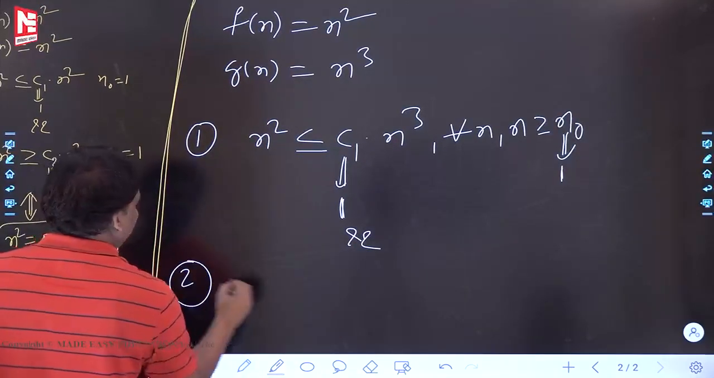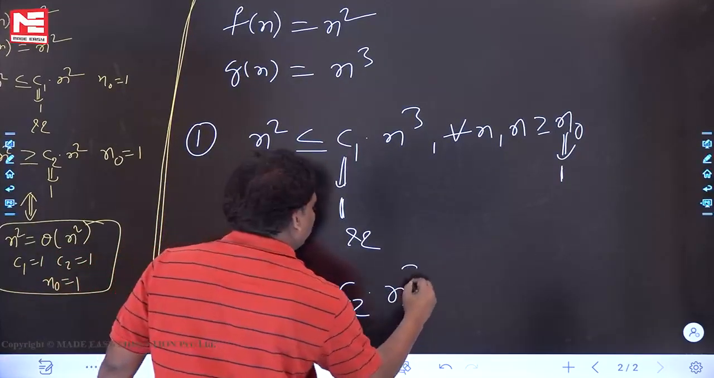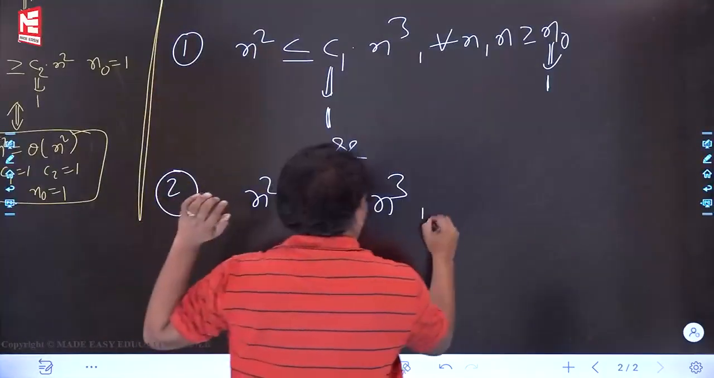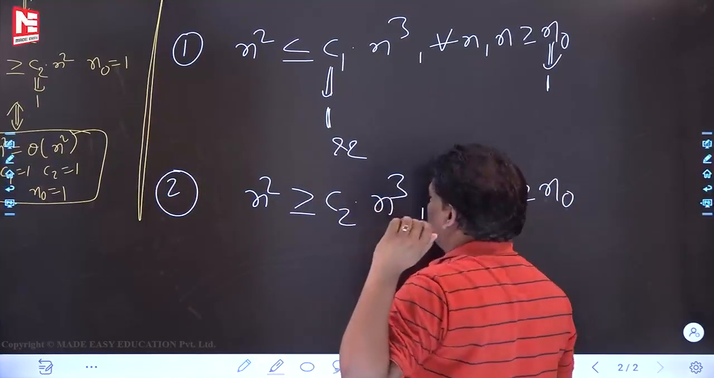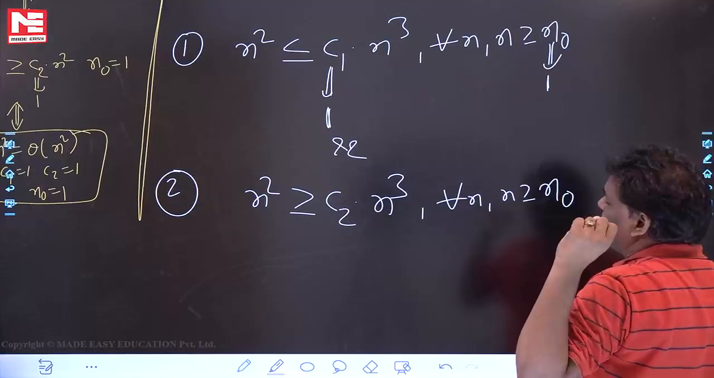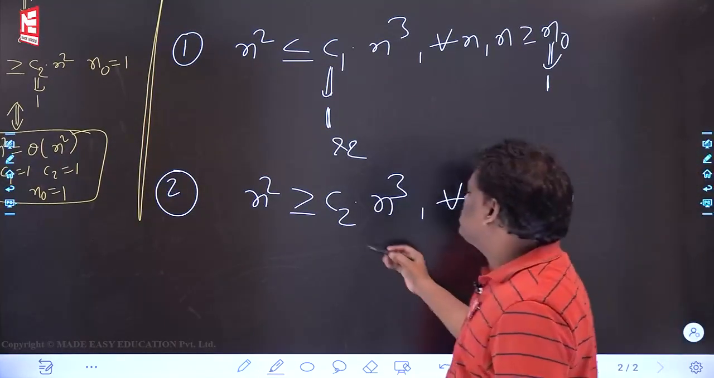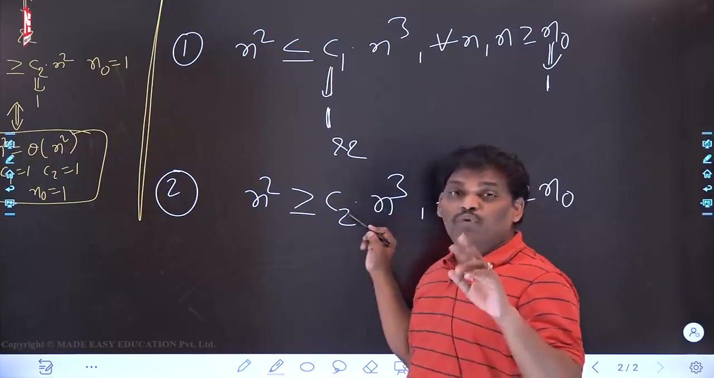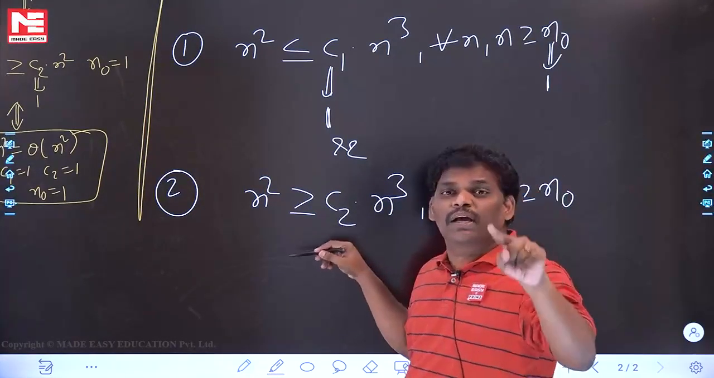2. Omega, let me try. N square greater than or equal to some C2 into n cube, for all n where n is greater than or equal to n0. Now can you help me one small line? So what is the meaning of omega? Omega means what? Right will be smaller. That means left will be bigger or equal.